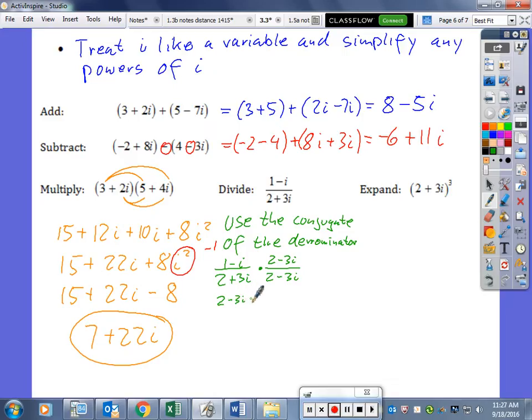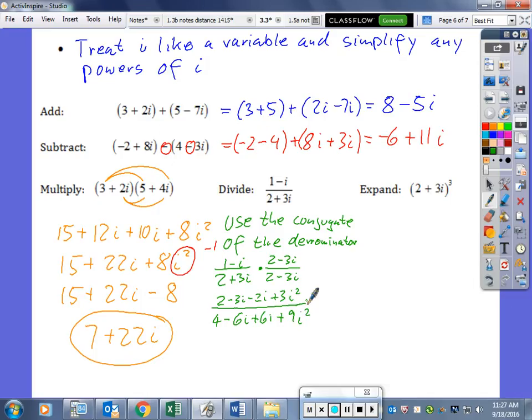Then we get negative i times 2 is negative 2i. And negative i times negative 3i is positive 3i squared. So that's the numerator. And the denominator goes 4 minus 6i plus 6i plus 9i squared.